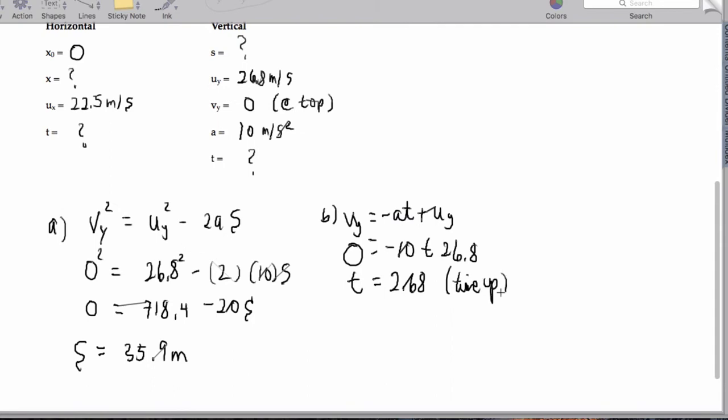That was the whole point of this problem. Part here was just to get the time going up. So the total time is going to be 2 times 2.68, and that's going to give us 5.36 seconds.